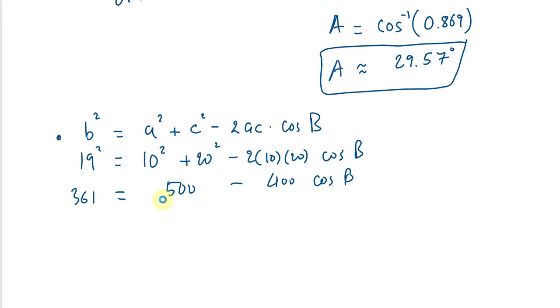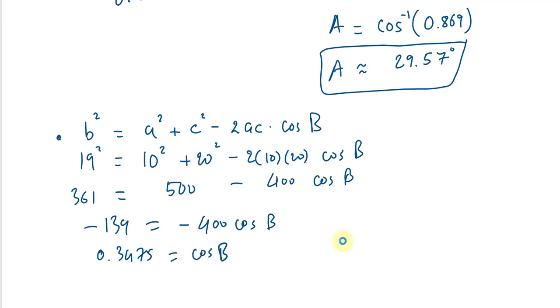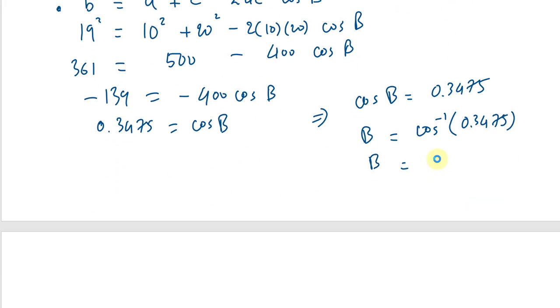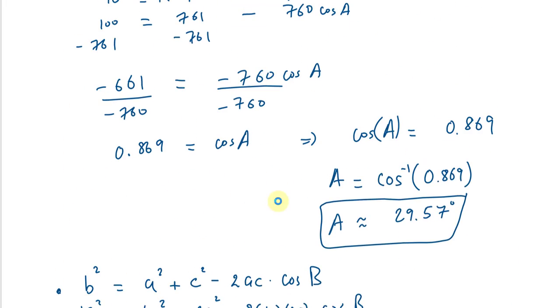Subtracting 500 on both sides gives me minus 139 equals minus 400 cosine of B. Then divide both sides by minus 400, which gives me 0.3475 to be cosine of B. To find the angle B, we take the inverse cosine of 0.3475, which gives me B to be around 69.67 degrees. So we know angle B, we know angle A.